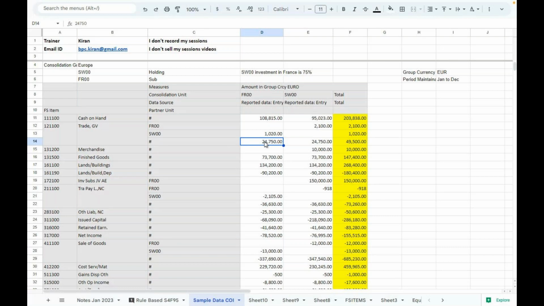Also, if you see Switzerland's account receivables from France, it is 2,100. Switzerland's account receivable, that means 2,100 euros intercompany transaction. And here also France's account receivables from Switzerland is 1,020 euros. So basically, these are the intercompany transactions. Intercompany transactions are identified with the trading partner.